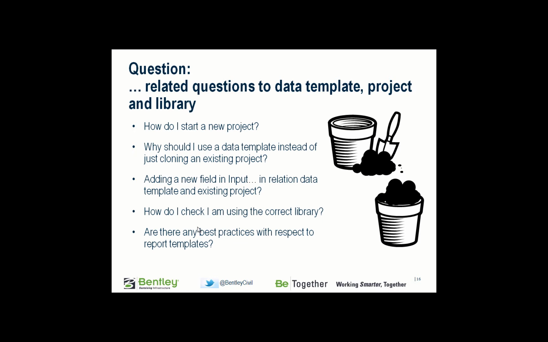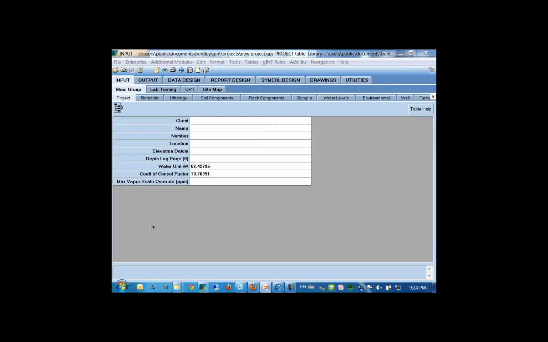And then, how do I check I'm using the correct library? So let's switch to gINT again. You can check what library you're using in the title bar of gINT window. So in the title bar, you can see the current project that you're working on, as well as the current library that you're working on. Again, it's highly recommended that you use one library company-wide.